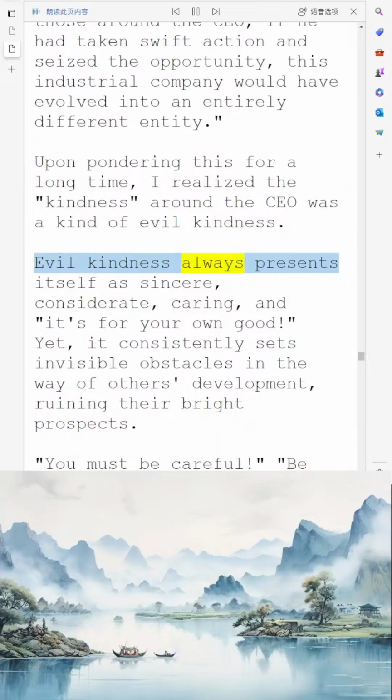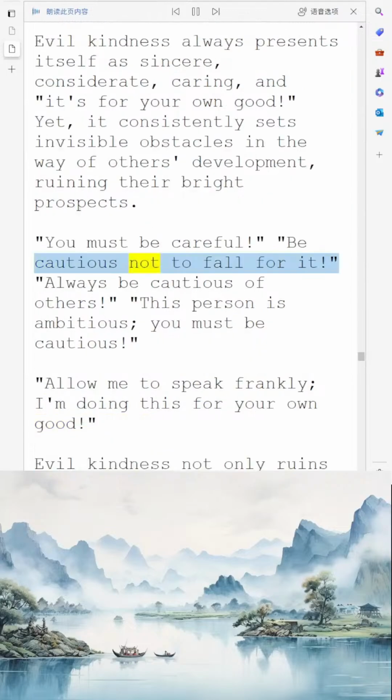Evil kindness always presents itself as sincere, considerate, caring, and "it's for your own good." Yet, it consistently sets invisible obstacles in the way of others' development, ruining their bright prospects. You must be careful. Be cautious not to fall for it. Always be cautious of others. "This person is ambitious. You must be cautious." "Allow me to speak frankly. I'm doing this for your own good."